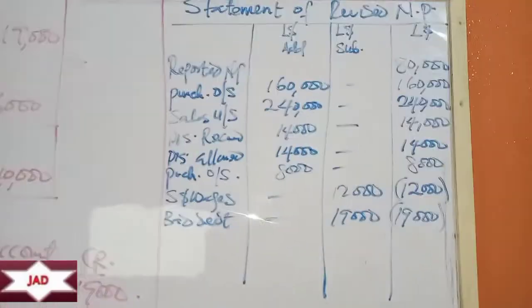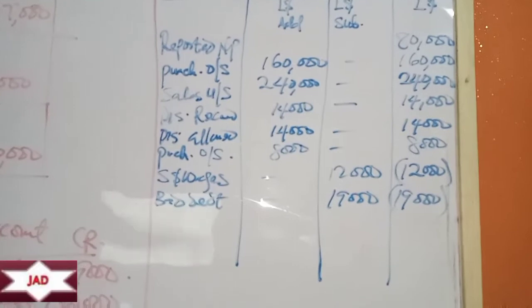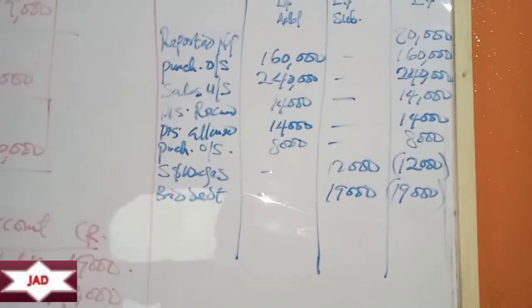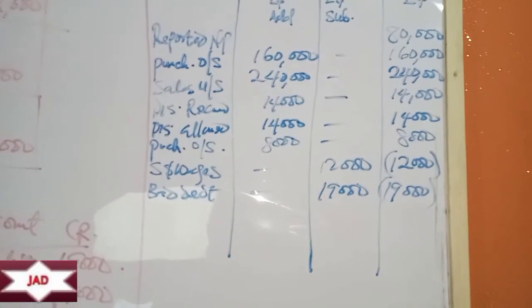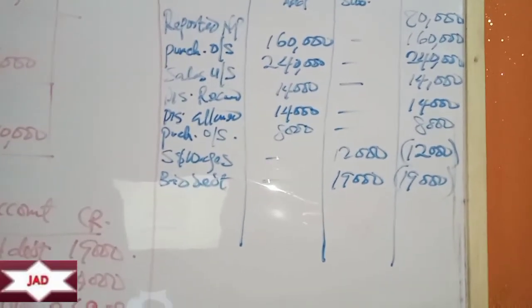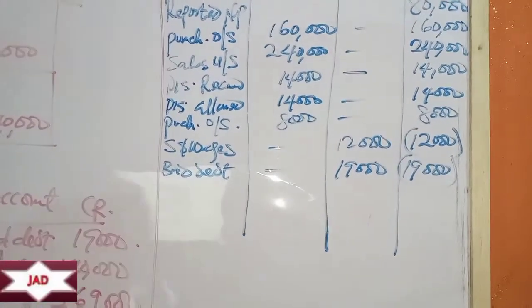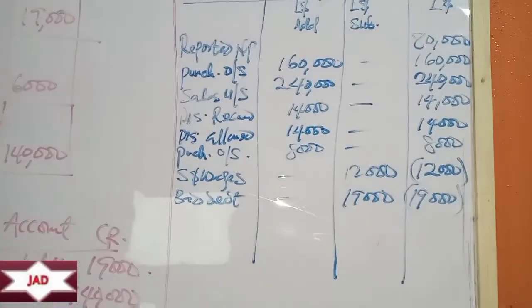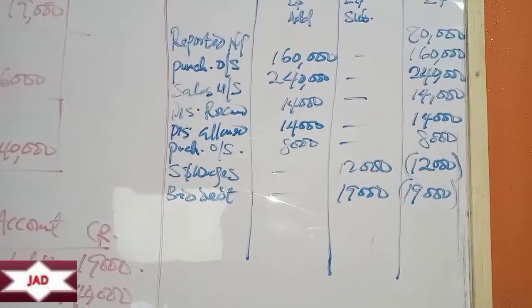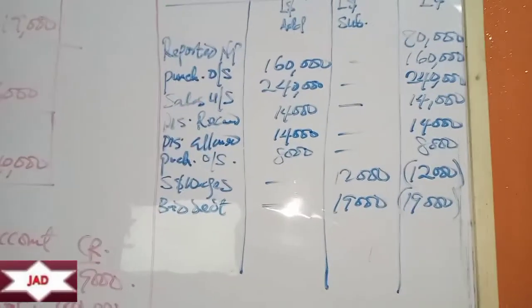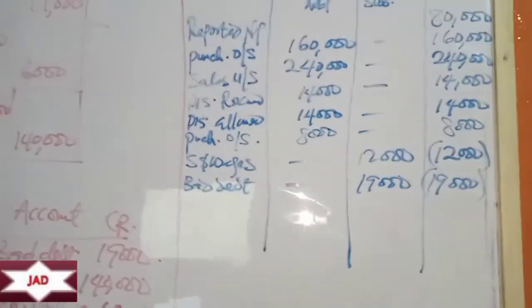understated your what? Your cost, Abi. So if you understate your cost, what have you done? You have overstated your profit, Abi. So how do you correct that? You deduct. They said purchases of inventory had not been posted. They didn't post it at all. That means purchases was understated, cost is understated, profit will be overstated. So you deduct.